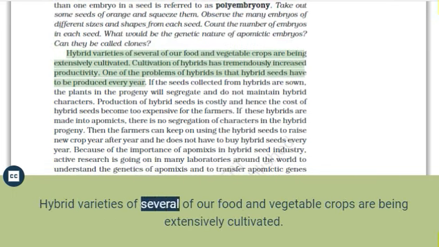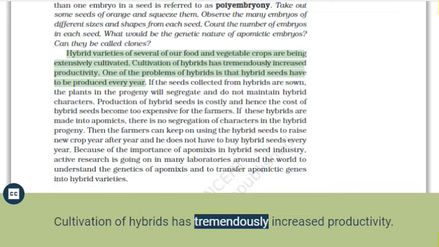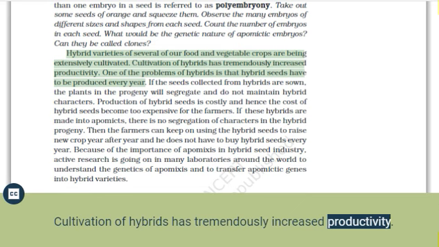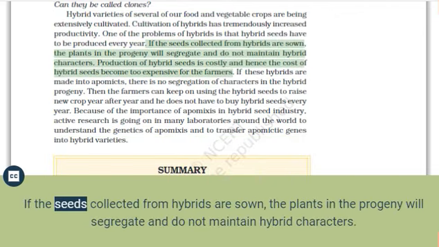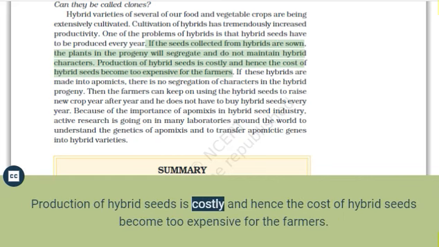Hybrid varieties of several of our food and vegetable crops are being extensively cultivated. Cultivation of hybrids has tremendously increased productivity. One of the problems of hybrids is that hybrid seeds have to be produced every year. If the seeds collected from hybrids are sown, the plants in the progeny will segregate and do not maintain hybrid characters. Production of hybrid seeds is costly and hence the cost of hybrid seeds becomes too expensive for the farmers.